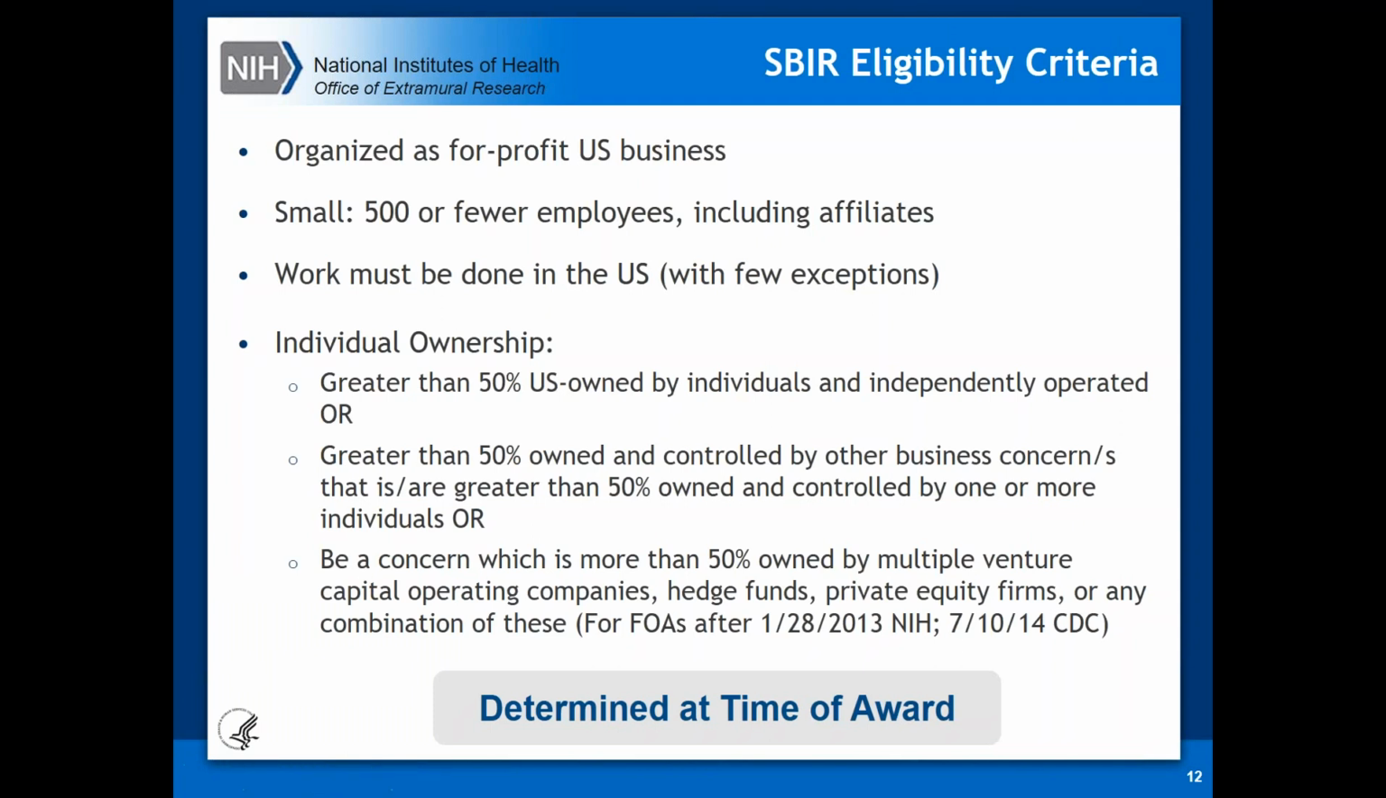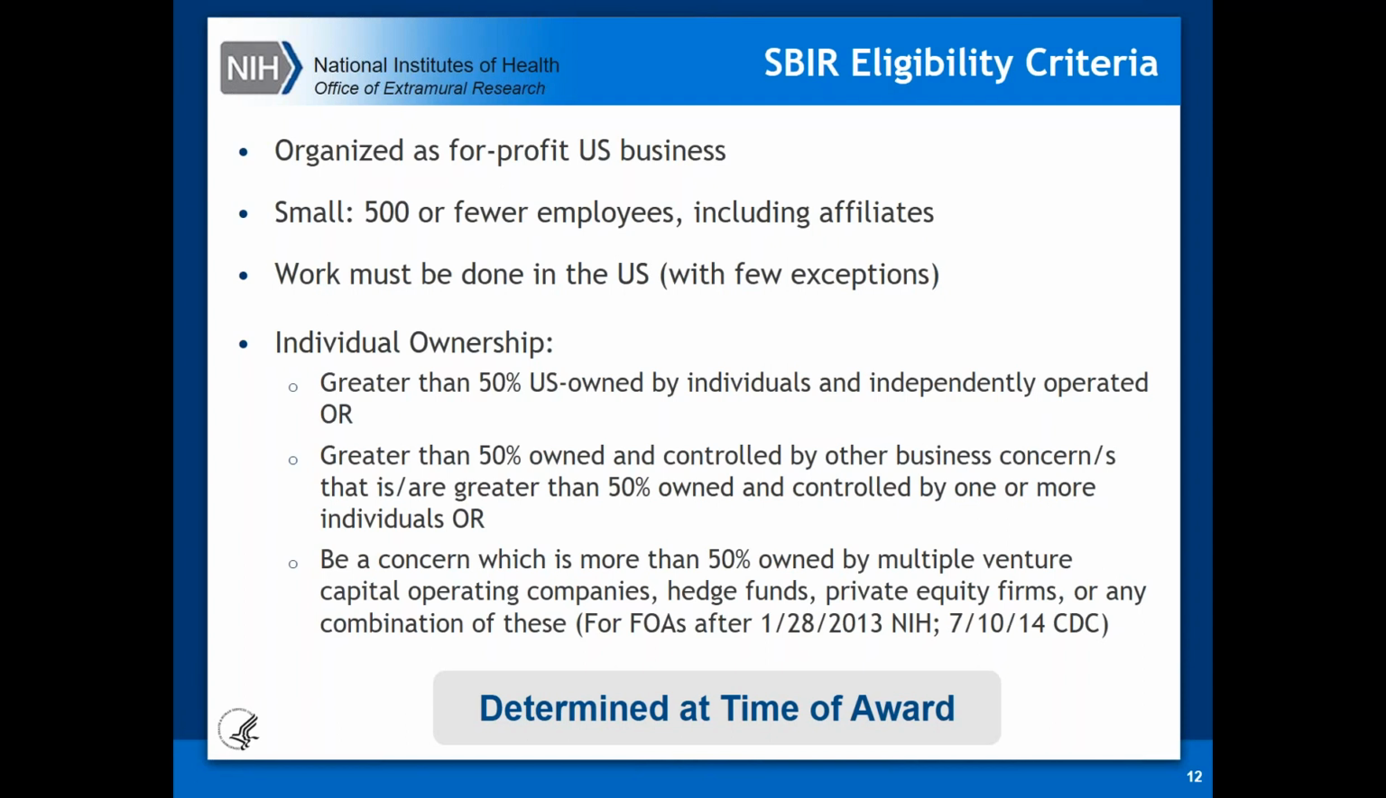One of the first things that you, as a small business, need to consider is your eligibility. So obviously, it's a U.S. program. The SBIR is sort of a stimulus program in some ways, and so the small business needs to be organized as a for-profit U.S. business. It needs to be small, 500 or fewer employees, including affiliates. Work must be done in the U.S. with very few exceptions. And individual ownership needs to be greater than 50% U.S.